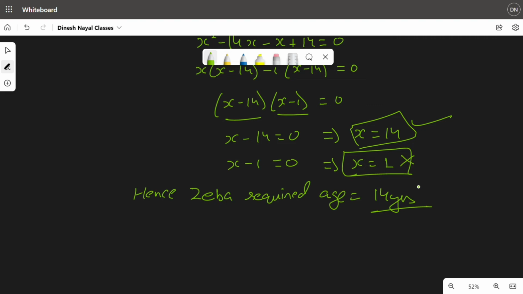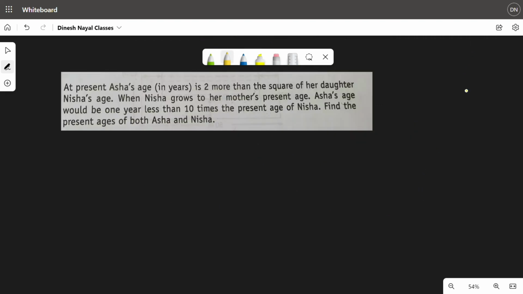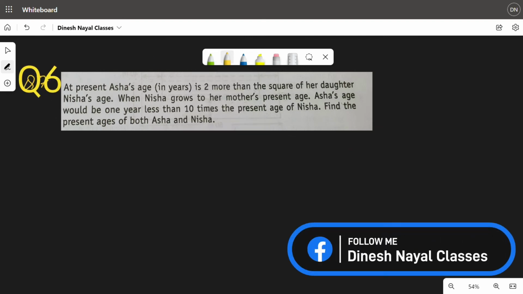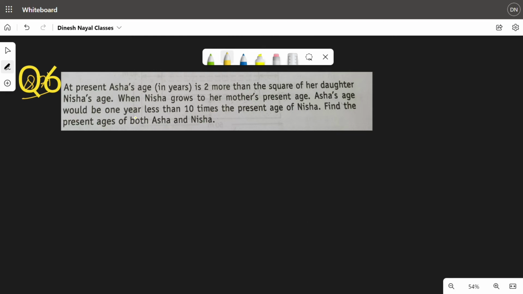Now question number 6. At present, Asha's age in years is 2 more than the square of her daughter Nisha's age. When Nisha grows to her mother's present age, Asha's age would be 1 year less than 10 times the present age of Nisha. Find the present ages of both Asha and Nisha. So basically Asha is the mother of Nisha.